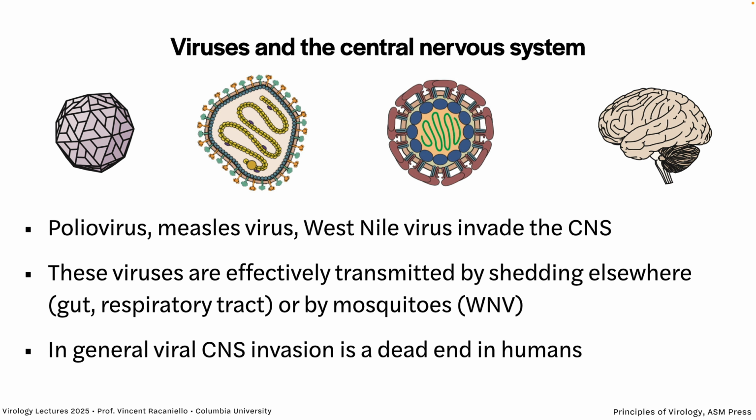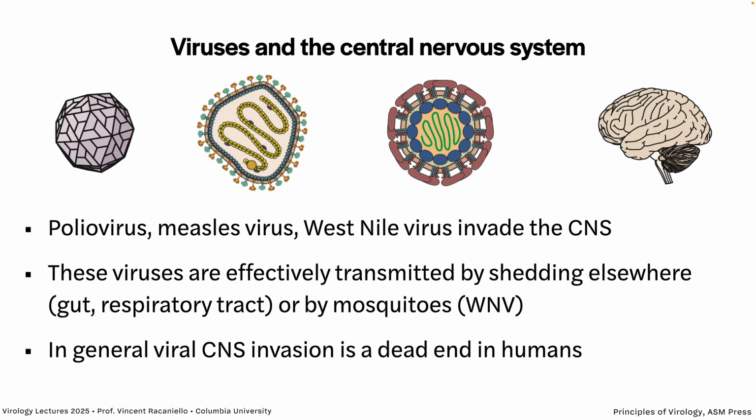So going into the CNS is a dead end because viruses cannot get out. So there's no evolutionary advantage for a virus to go into the CNS because it cannot transmit to another human. It transmits very, very well by other ways, all right? So I want you to remember that. In general, viral CNS invasion in humans is a dead end.